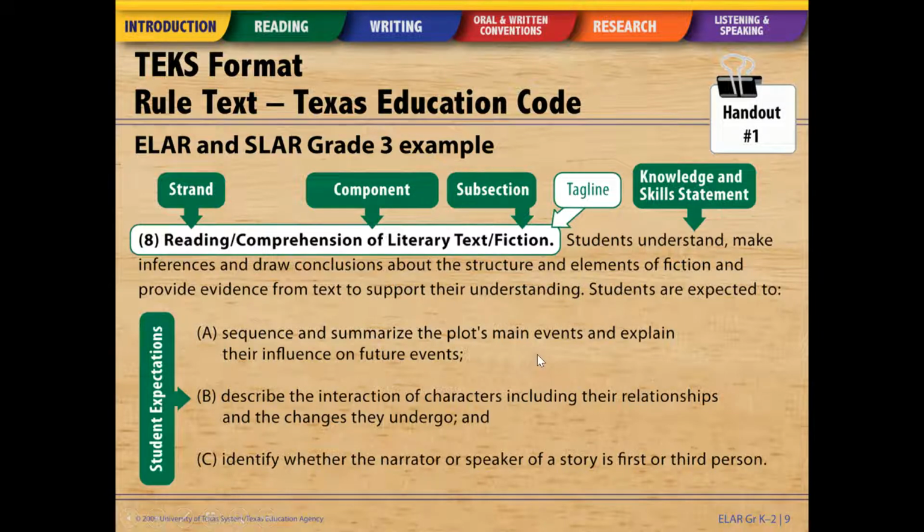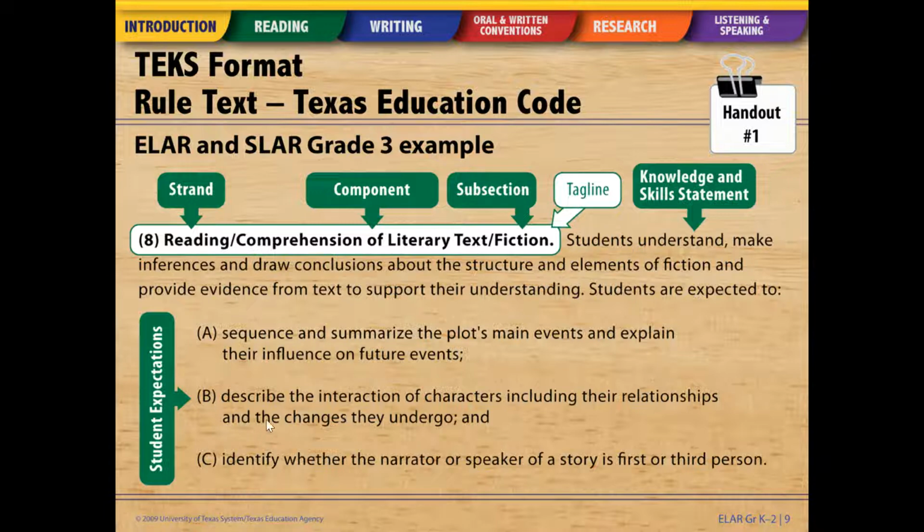So I suggest, and most people who make lesson plans would suggest, that you not teach more than 1 or 2 at a time. It may take a while for your students to be able to understand, make inferences, and draw conclusions when you're teaching them how to sequence and summarize a plot's main events and explain their influence on future events. So if you are going to teach this, I suggest breaking it out into its parts and teaching only part of this entire TEK.